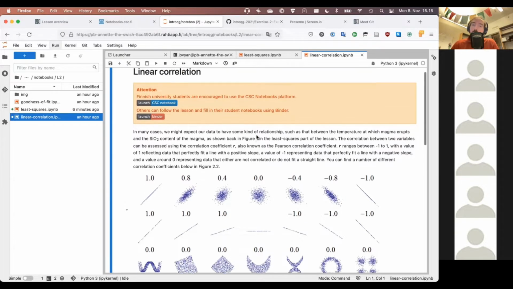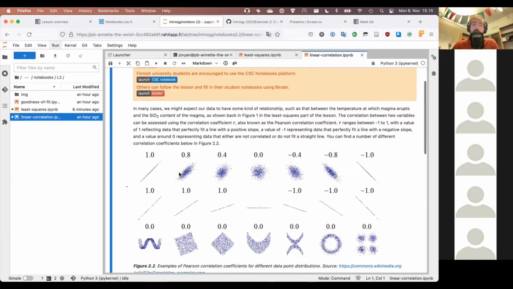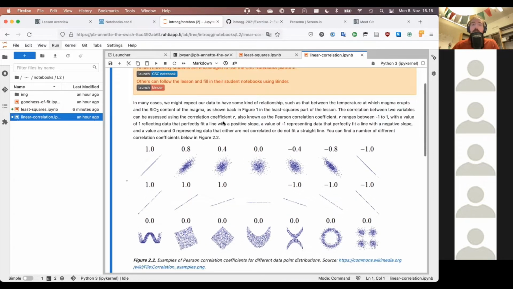So what we're doing here in our next section about the linear correlation is basically calculating how well our data fit a line, or how well they match a linear relationship between the two parameters. And we're going to do this by calculating a correlation coefficient with the lowercase r. It's also called Pearson's correlation coefficient, or the Pearson correlation coefficient. And it ranges between 1 and -1.